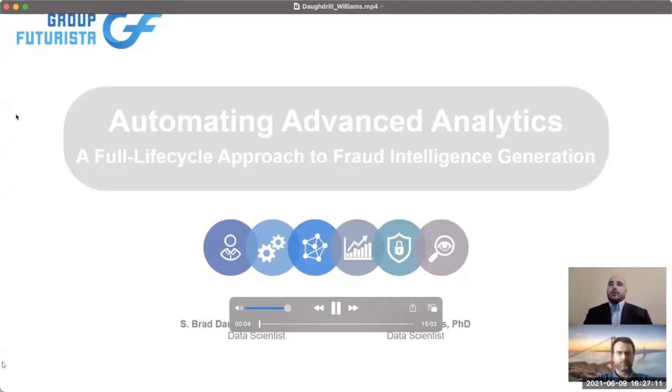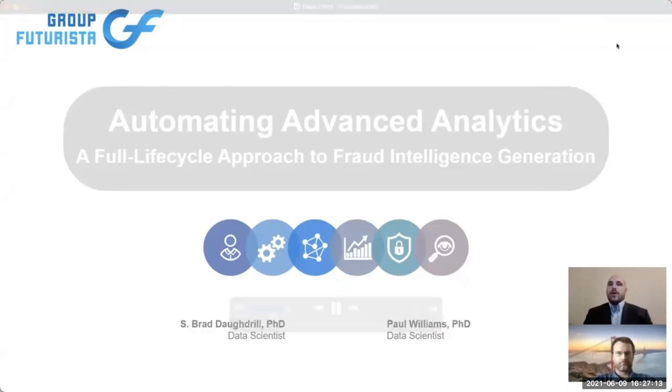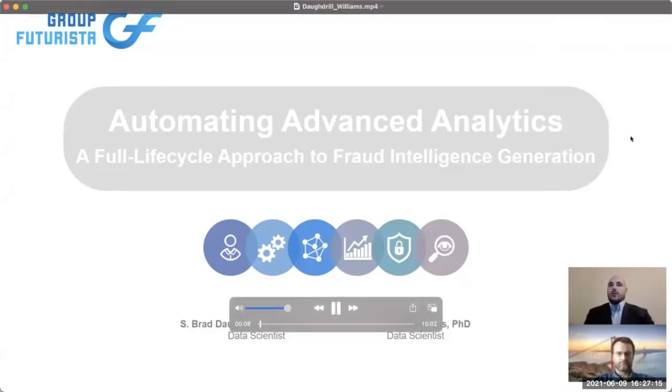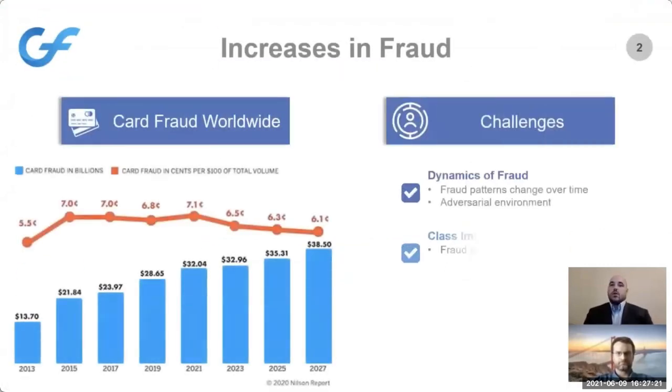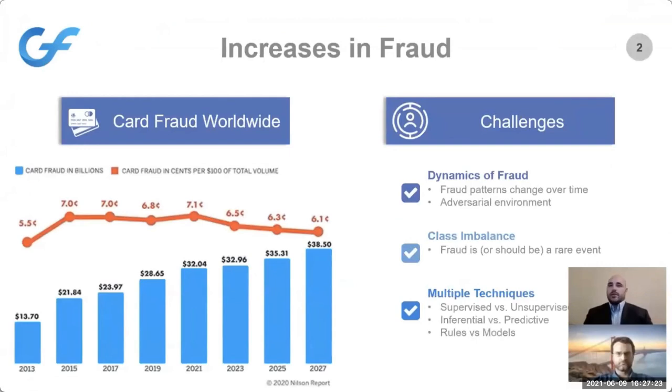My colleague Paul Williams and I will be walking through automating advanced analytics, a full lifecycle approach to fraud intelligence generation. One of the interesting things about the fraud domain is that it's so correlated with companies' product strategies. So whether rolling out new products or rolling out new channels for existing products, all of those are going to increase the chance of vectors in which fraud can happen to that institution. And it really doesn't matter the product specific.